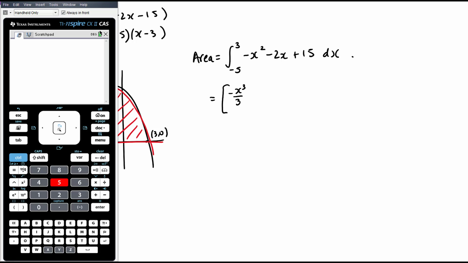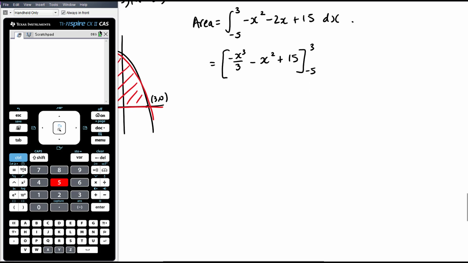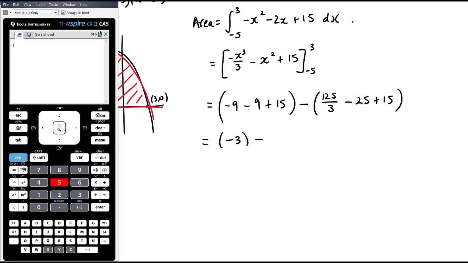So negative x cubed on 3 minus 2x squared on 2, so that's just x squared, plus 15 from negative 5 to 3. Okay, so subbing in 3, we're going to get negative 27 on 3, so that's negative 9, minus 3 squared, which is 9, plus 15. Take away, subbing in negative 5. Now, negative 5 all cubed is negative 125, and then we've got the negative out the front, so that will be 125 on 3. Take away, negative 5 all squared is positive 25, and plus 15. Okay, minus 9 is minus 18, plus 15 is going to be negative 3. And then we've got minus 125 on 3, minus 25 plus 15 is negative 10.